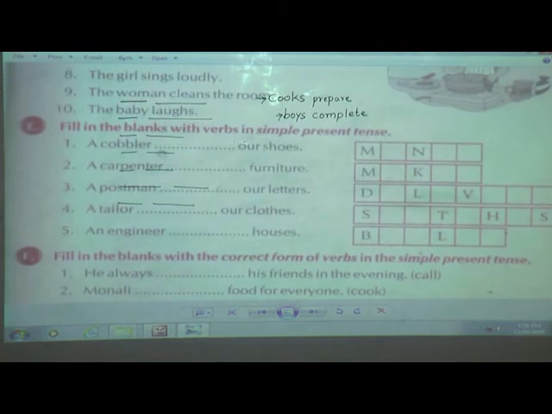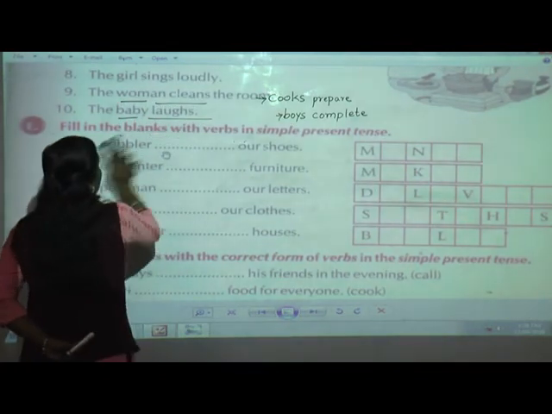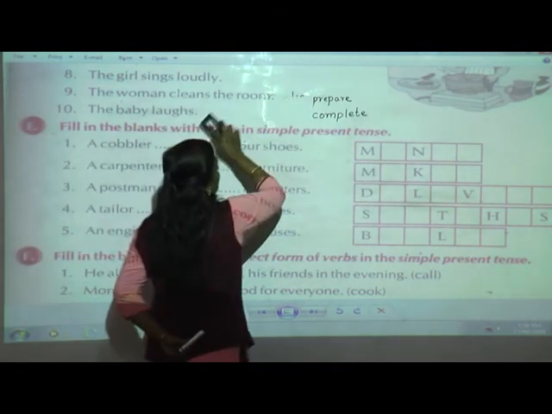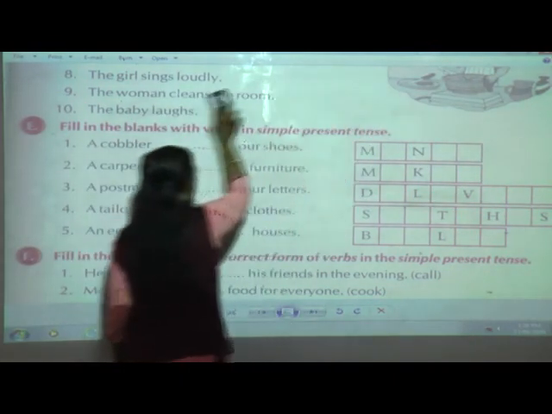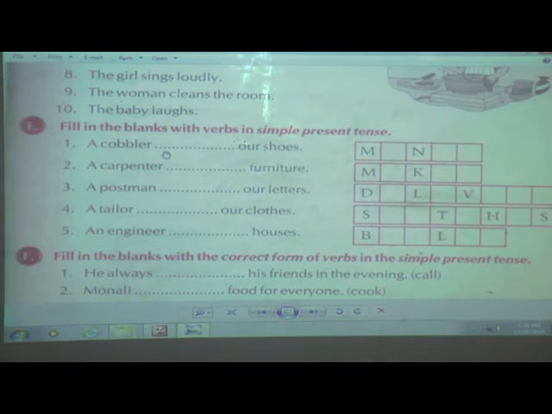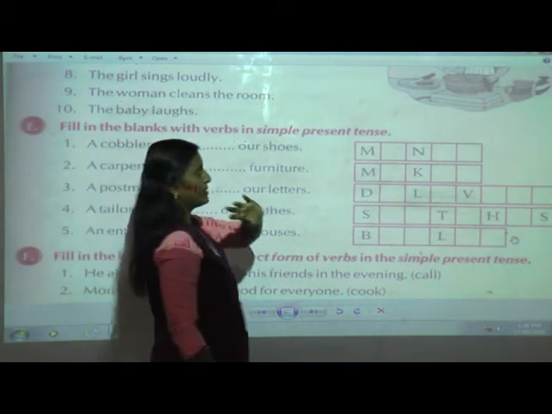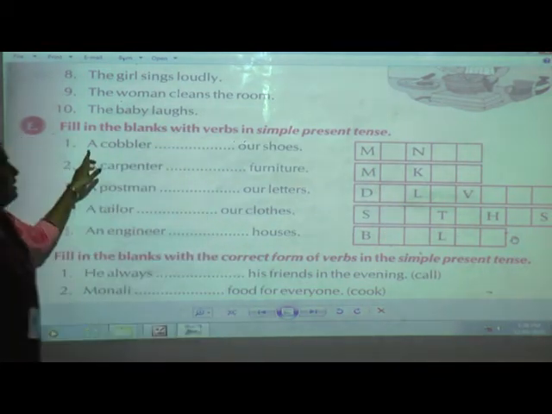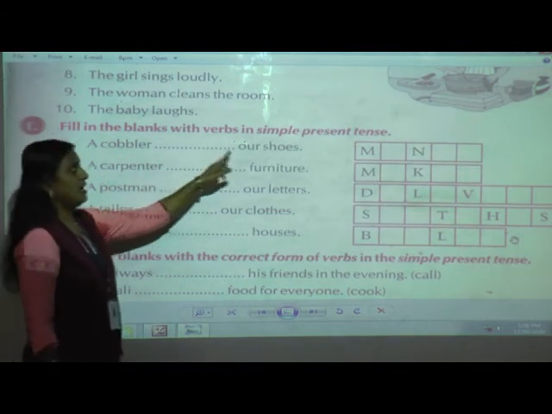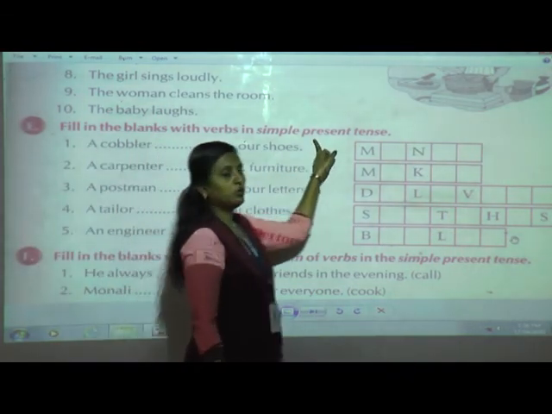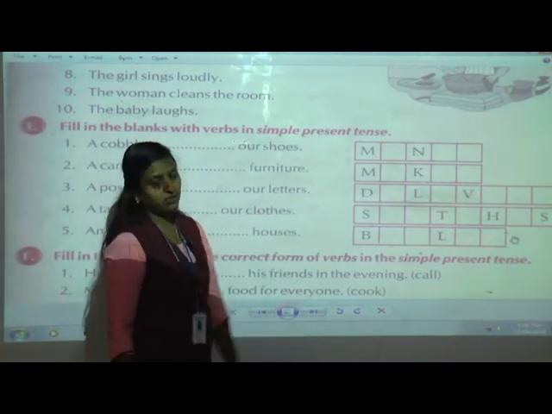Okay. So now we will move on to exercise E. Ready? I hope I am not doing it alone, you are doing along with me. Next. Now here, what is the question? Fill in the blanks with the verbs in simple present tense. A cobbler dash shoes. What we have to do? We have to write in simple present tense.